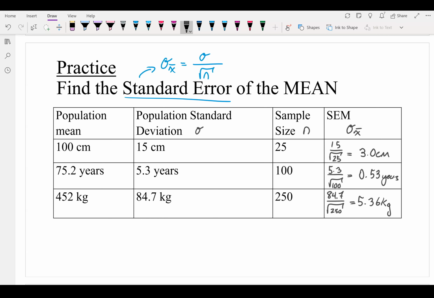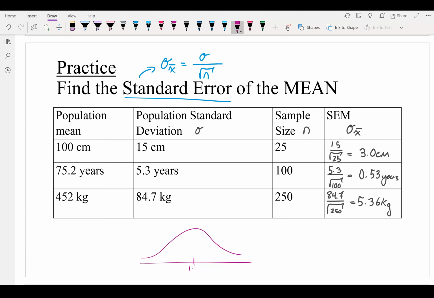So what the standard error of measurement tells us is how unusual our samples are. So we can say, all right, 3 centimeters. That's like a standard deviation, okay? Because it is the standard deviation of the means. It means that if we had a middle value of 100, then if we had a sample whose mean was below 3, let me make this clear.